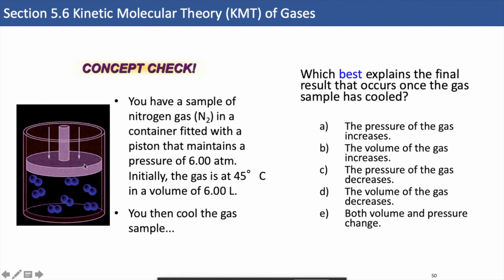So again, think about this, right? I've got this sample of nitrogen gas that's in here. Pressure has to be constant at 6 atmospheres. That's not allowed to change. So this piston is free moving. It can move up or down. Initially, the gas is at 45 degrees and the volume is 6. What do we think is going to happen when it cools off?